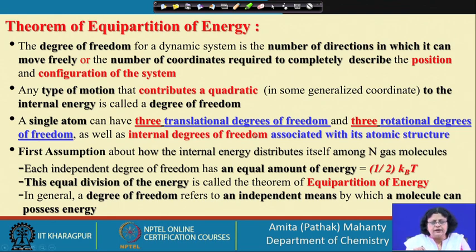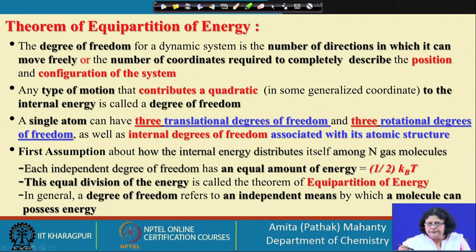It can undergo 3 translational degrees of freedom. What does 3 translational degrees of freedom mean? Translation means along the x, y or z direction. So, the center of mass can move along x, y or z. When the center of mass moves along these 3 axes, we say that they are the 3 translational modes.